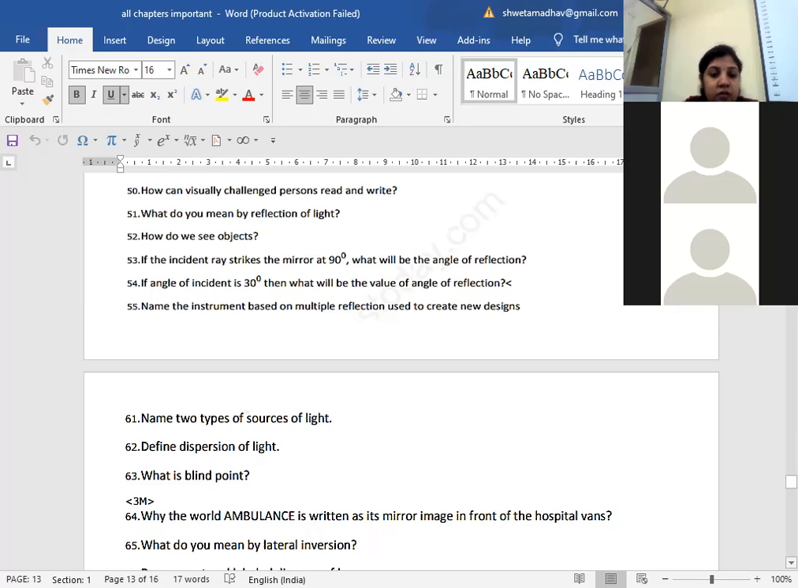Why is the word ambulance written as its mirror image in front of the hospital vans? So the vehicles can see it clearly, and they give the space for the ambulance to go. We should write about the mirror: in a mirror, the image is formed always laterally inverted. If it is written properly, the driver will see it laterally inverted and can't read it. But when it is written laterally inverted, due to lateral inversion again, the image formed is proper. So the driver can read the word ambulance and can give the space. Clear?